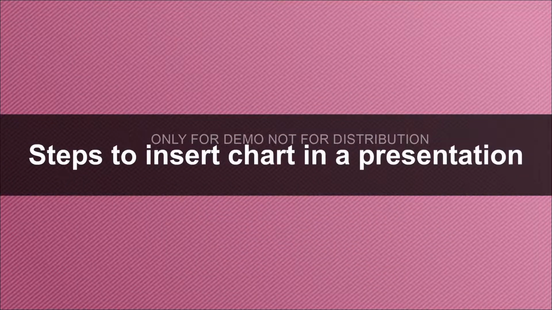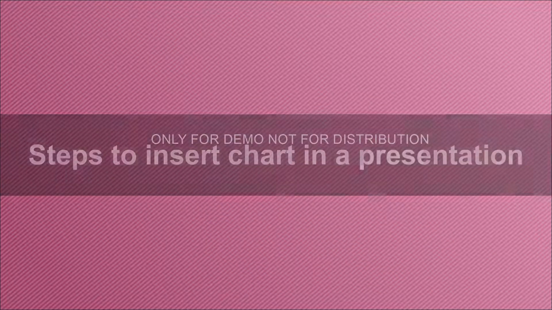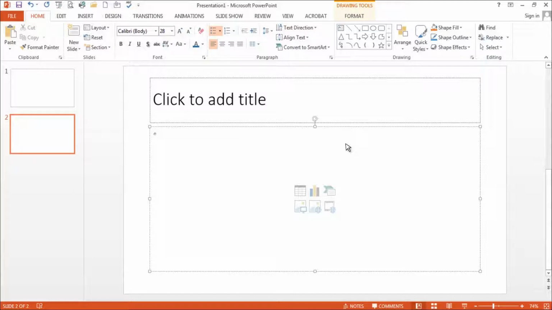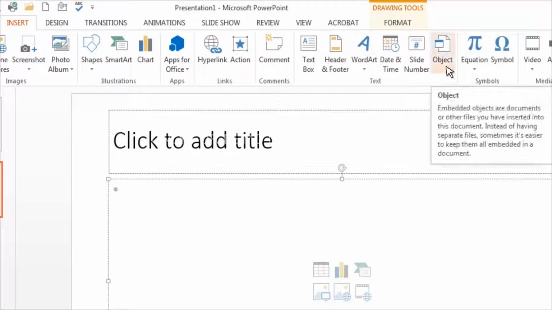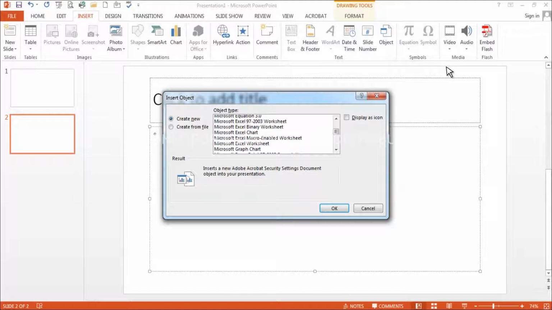Steps to insert chart in a presentation. Open the slide where you want to insert chart. Click on the Insert menu and then choose Object option. If you want to insert chart from Excel, then click on Microsoft Excel.